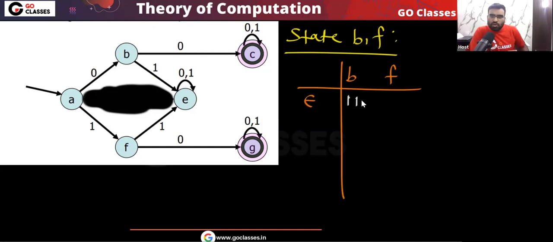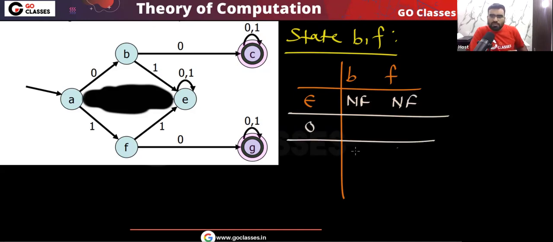This state B is going to non-final. This state F is also going to non-final. So here, both are going to non-final. Yes or no? On symbol 0, where are they going? You can see on symbol 0, this B is going to final, and you can easily see F is going to final.